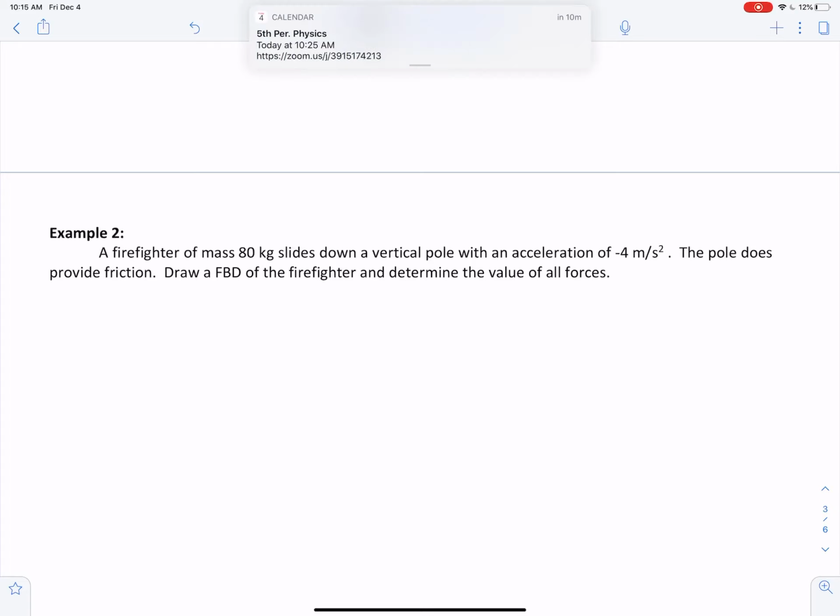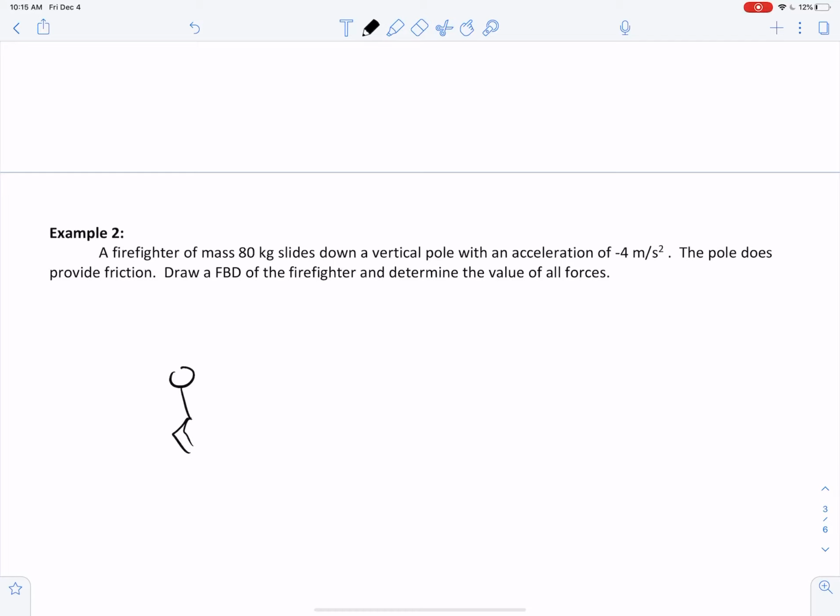I'm not super good at drawing firefighters, so I'm going to draw just a stick figure. Here's our firefighter that's sort of holding on to a pole. I'm not going to draw the pole, right? Because in free body diagrams, you just focus on the object, you erase the environment, but you replace any of the forces that the environment is putting on the object.